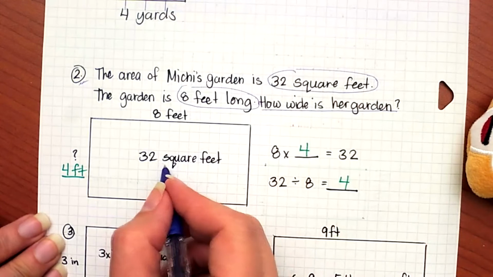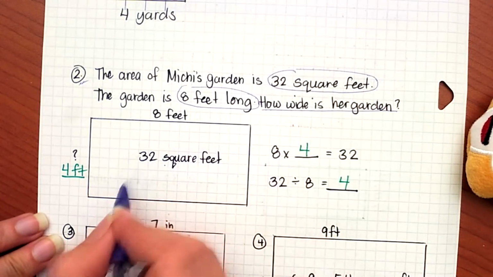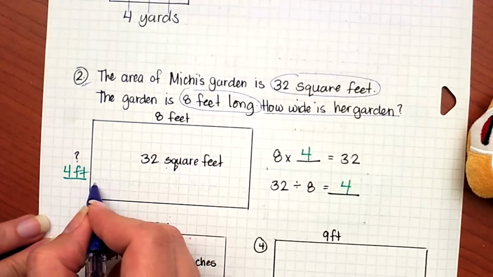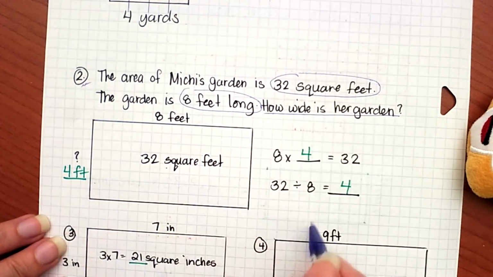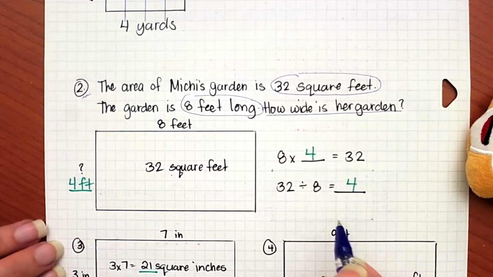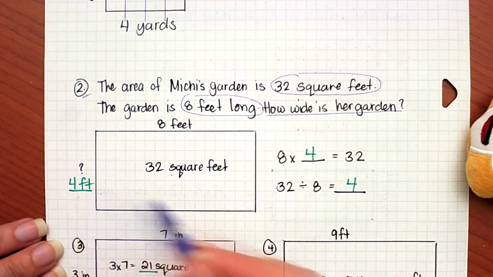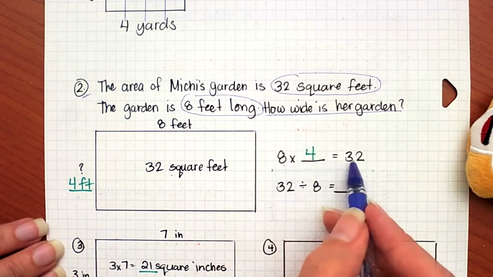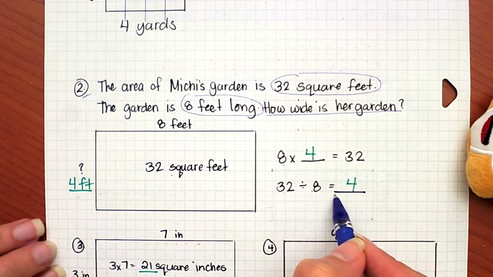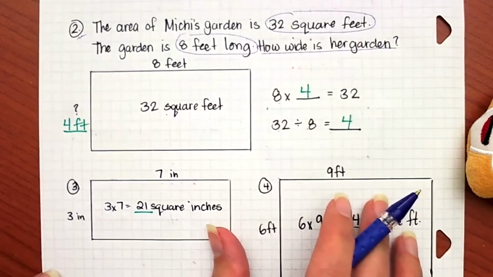So over here, if we know it's 32 on the inside, so 32 divided by 8 is going to give me a number, or 8 times a number is going to give me 32. Now using my basic facts, I know 8 times 4 is 32. So I know that my missing side is 4. 8 times 4 is 32, so 32 divided by 8 will also equal 4.